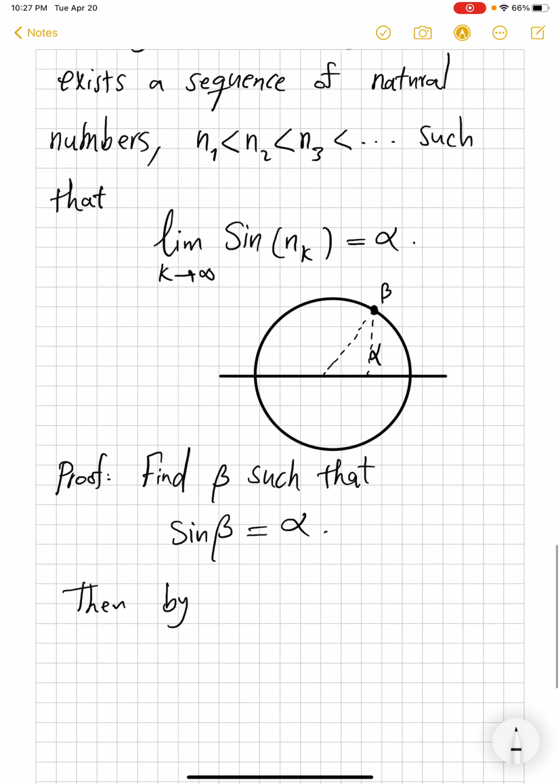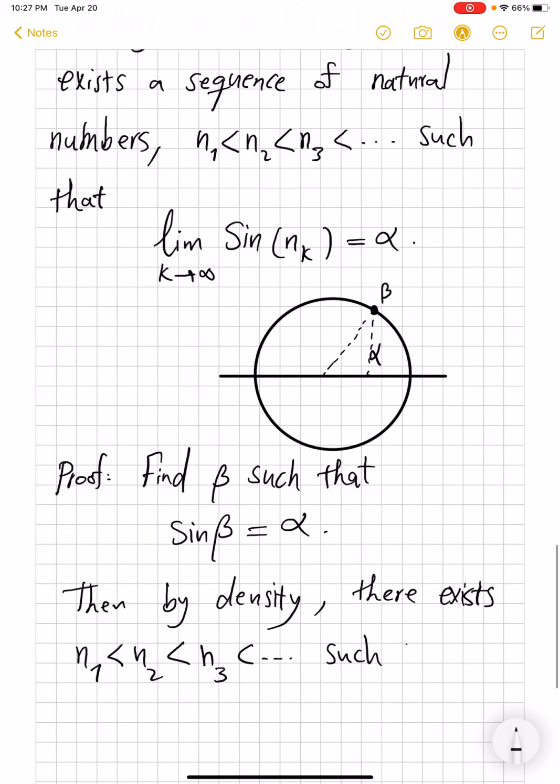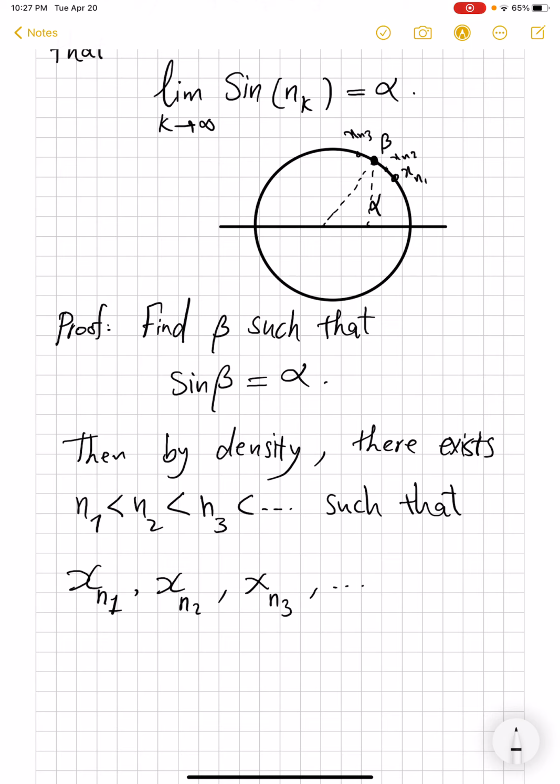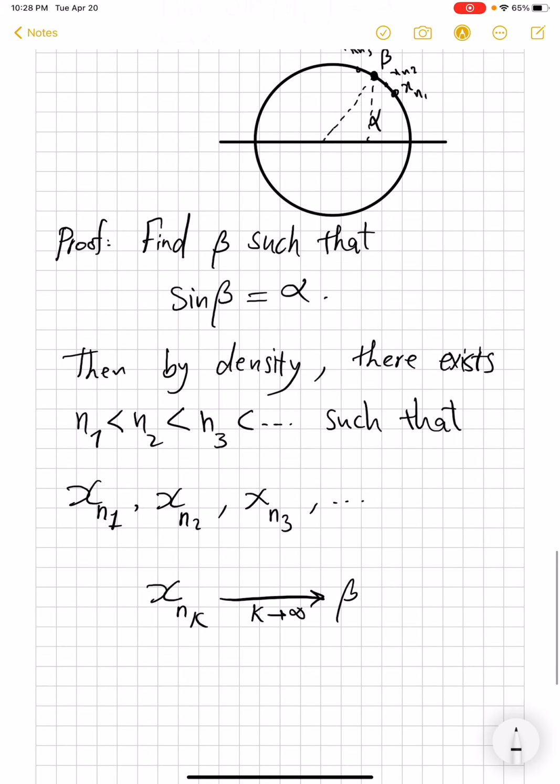Then by density above, there exists this sequence that we are seeking, such that these points which we showed, so when you put these integers on the circle, we denoted them by x subscript something. So here will be, say, x of n1, here will be x of n2, and maybe here is x of n3. But with density, we've chosen these so that x of nk converges to beta as k goes to infinity. And because sine is a continuous function, sine of x of nk then equals sine of beta.